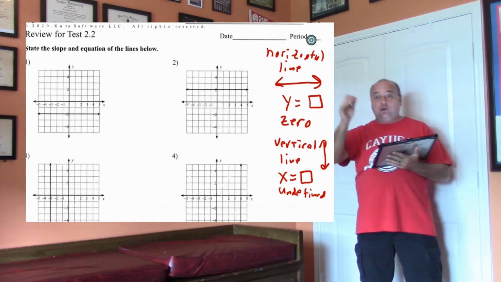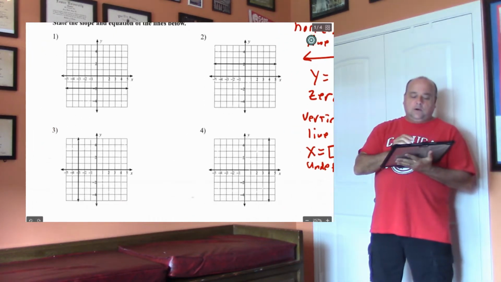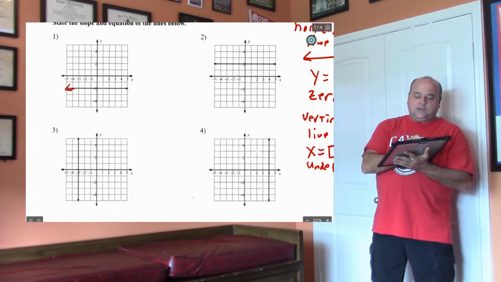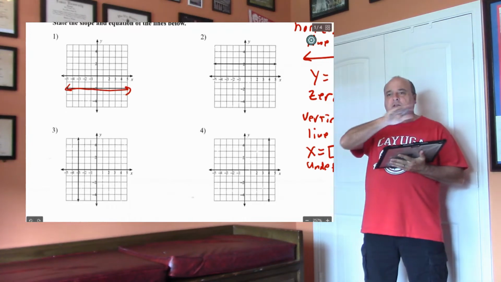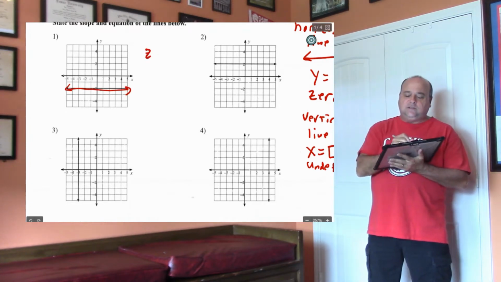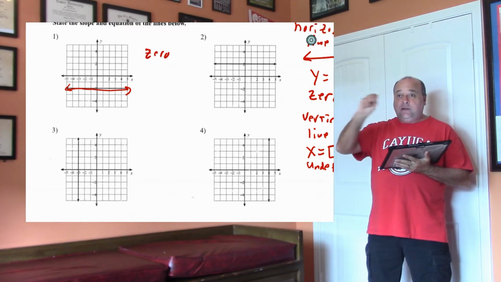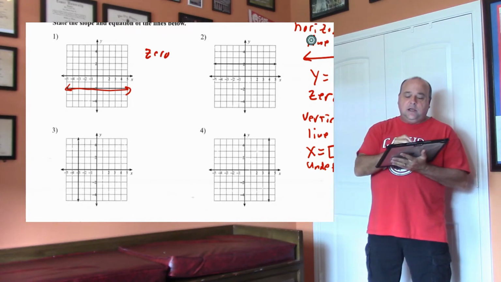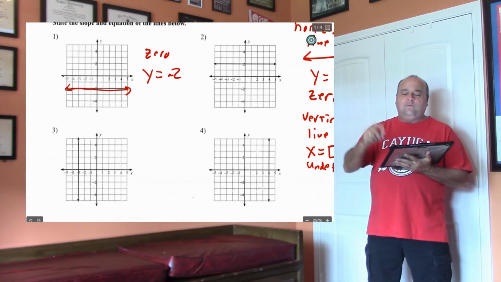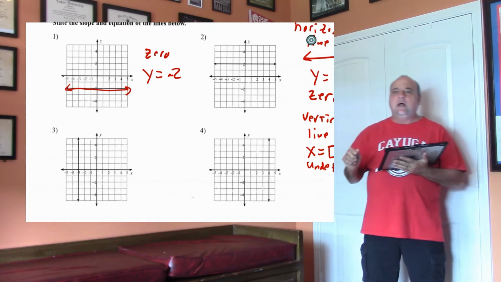Now then, I'm not going to do all the problems for you. So let's go to number 1. Our line is right here. Notice that this is a horizontal line, so it has a slope of 0, and it only crosses the y-axis, right? This line does not cross x. So it crosses the y-axis at -2. So I've written down the slope and the equation of the line.